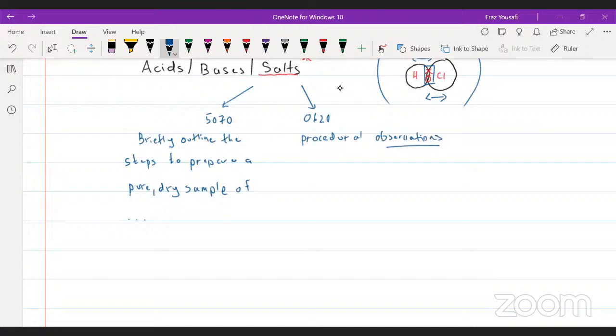For example, they love asking the adding of the insoluble base to an acid solution in excess, and then walking through the entire set of steps, how you would filter out. Like the last stuff, like why did you add the excess of the insoluble base? And you needed to be able to tell them so it would neutralize all of the acidity. So this is a very, very common question that shows up, okay?